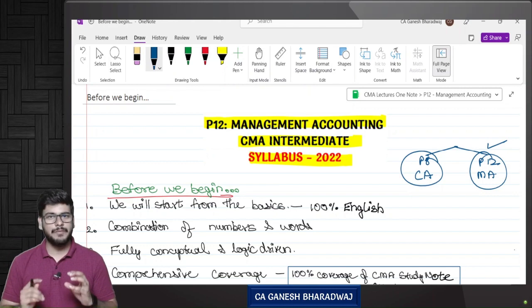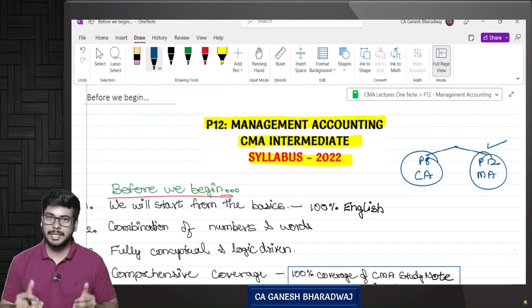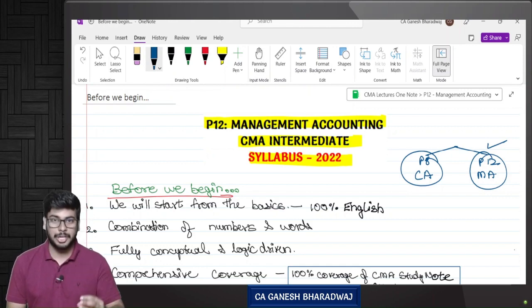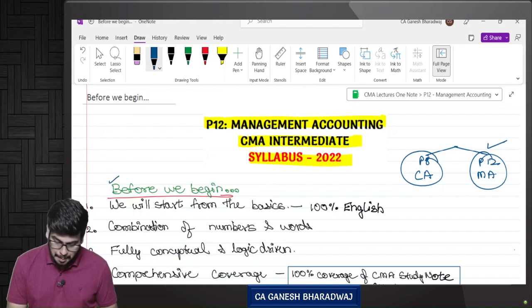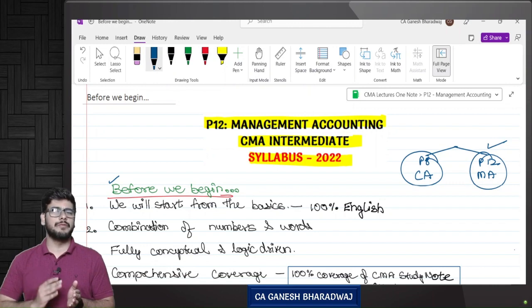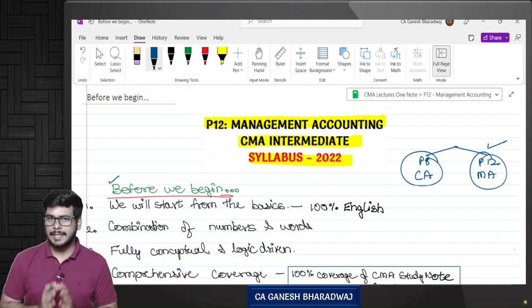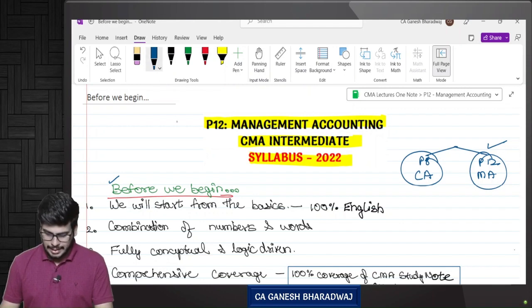So I'm going to give you a bird's eye view of the paper management accounting. We are not going to see the technicalities of the paper in this video. Fine. So technically, that's why I'm calling this session as before we begin. So we have not begun yet. So I'm going to give you a bird's eye view or a perspective on this paper in this particular video. Fine. So let's get started.